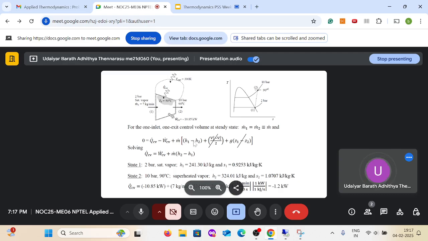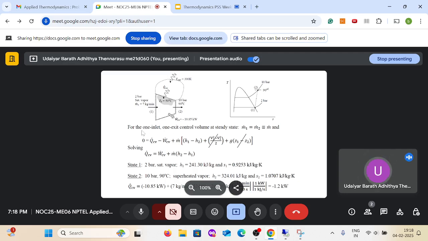So applying an energy balance across this compressor: Q minus W plus m dot (h1 minus h2) plus the kinetic energy and potential energy terms, which can be neglected. So Q minus W plus m dot (h1 minus h2). Solving, we get Q as W plus m dot (h2 minus h1). That is the amount of heat which is taken in.